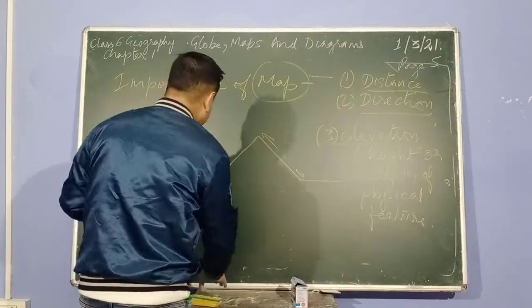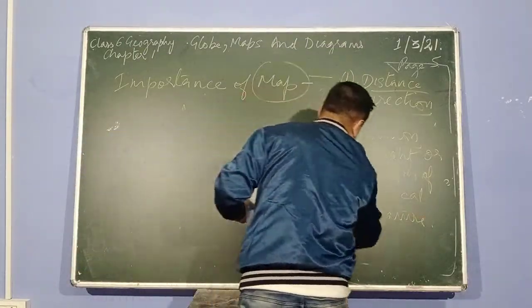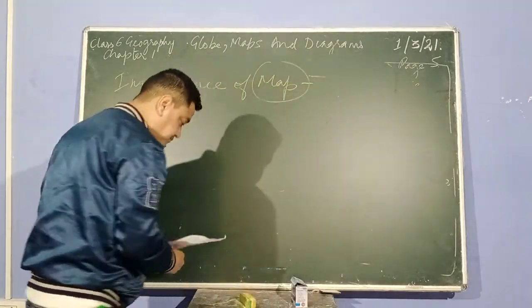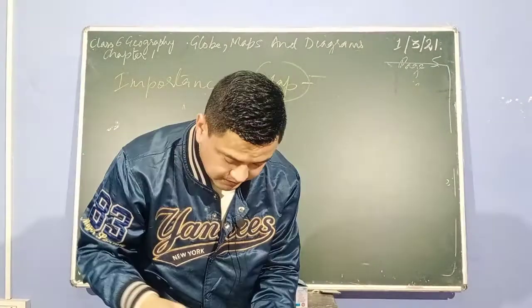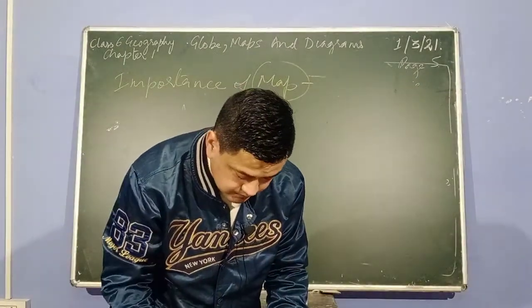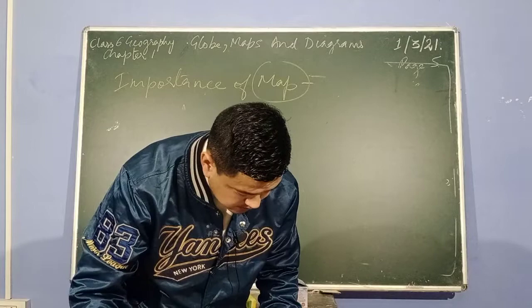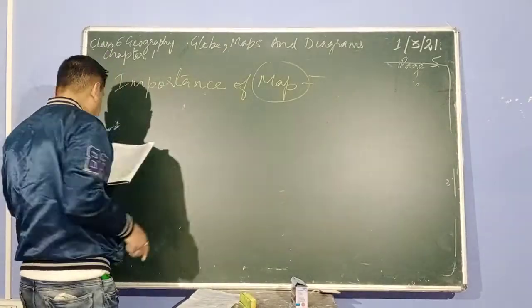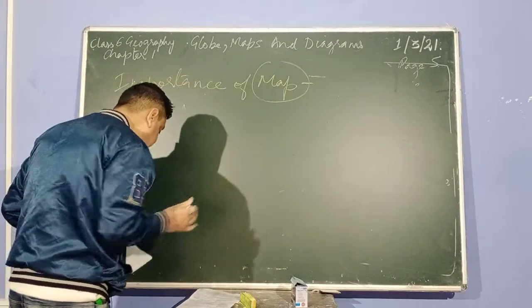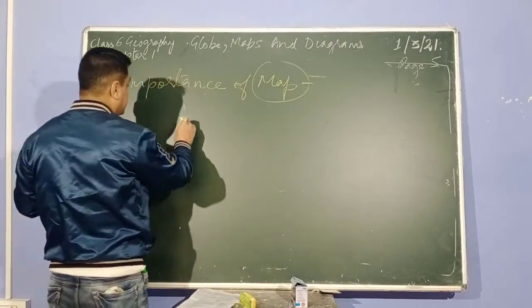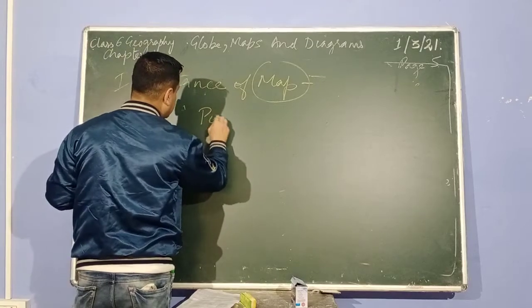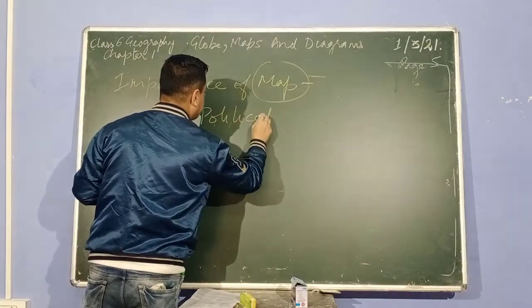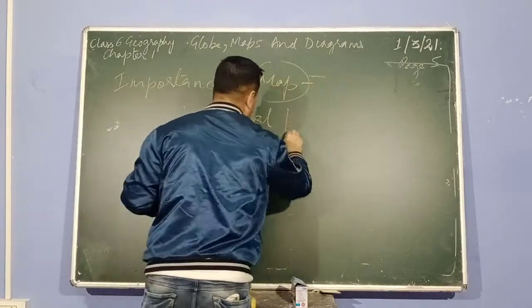Now, I want to come to the main point of the map. Look at the blackboard. Now, I am writing something on the blackboard. You can write it down also if you want to write. Map also shows political features. Now, what are political features? It shows political divisions, we call it. Political features means political, P-O-L-I-T-I-C-A-L, political features. It shows political features.